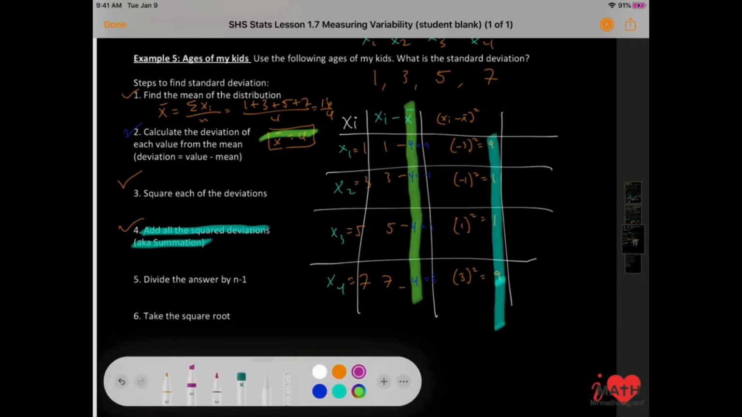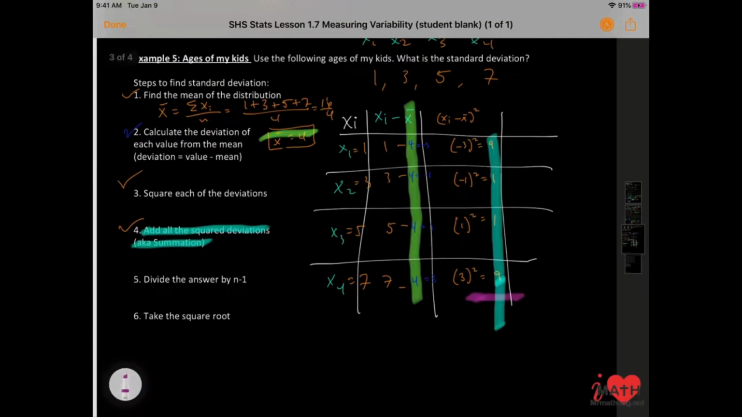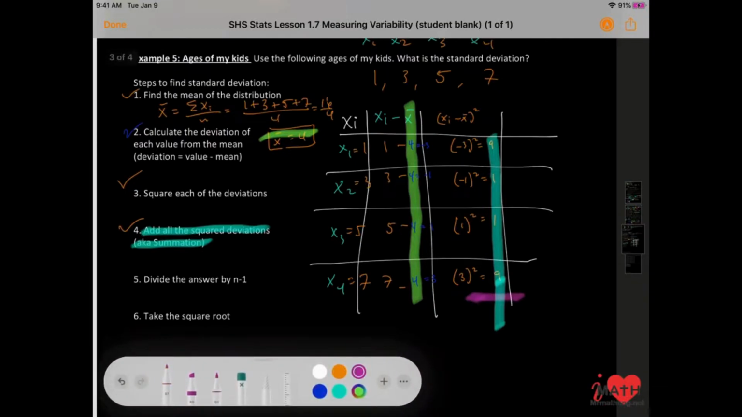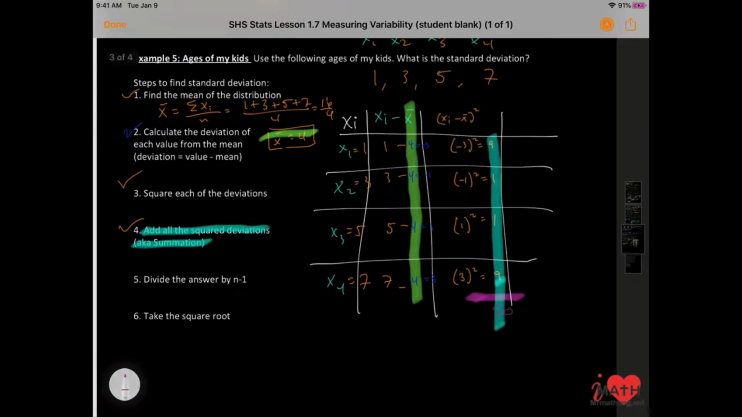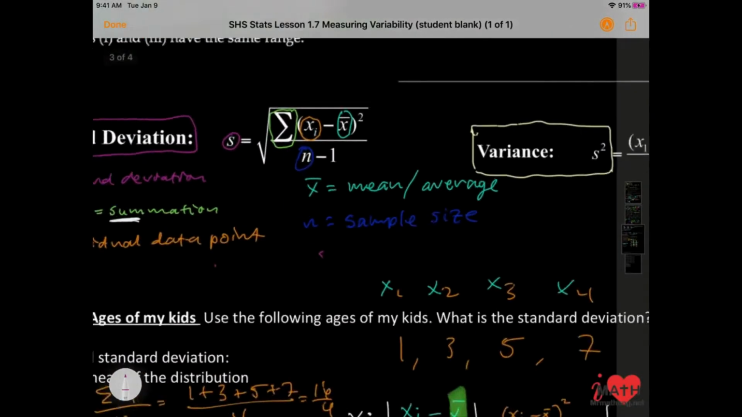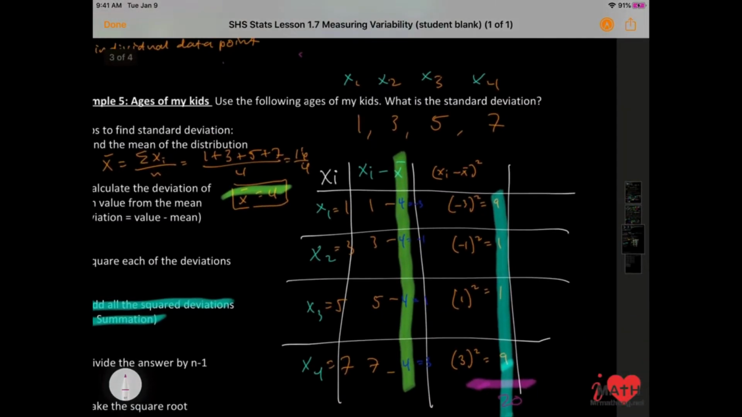So that number is going to be 20. And then it says divide that number by n minus 1. Okay? So I'm just using the formula right here. And our n value is 4.